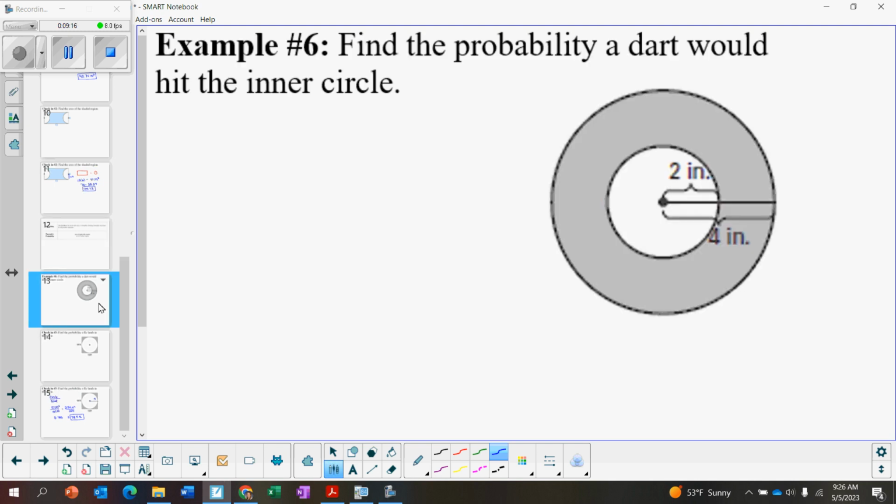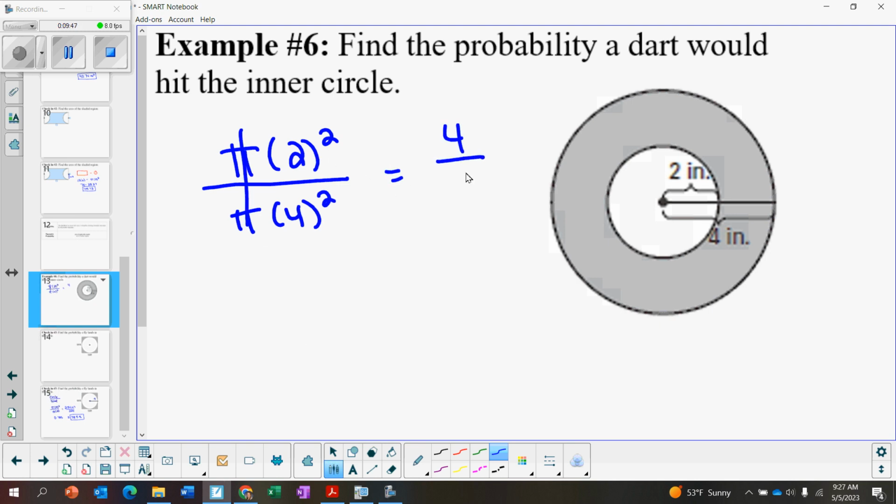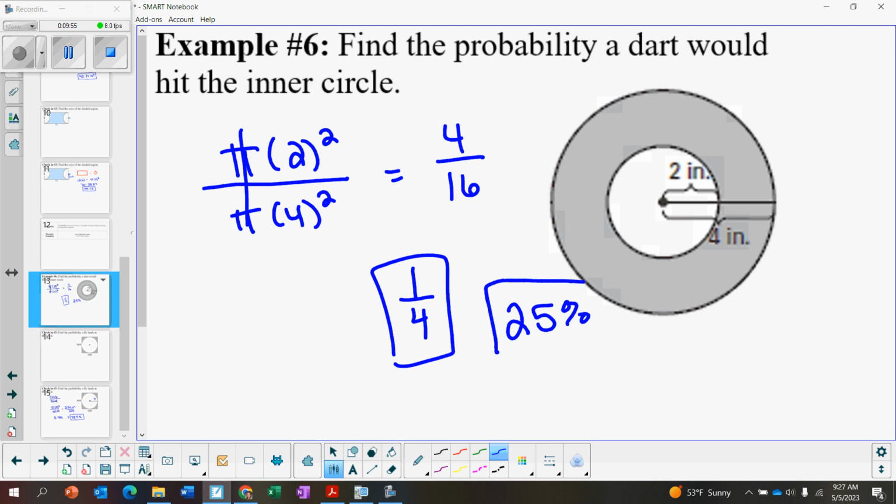So for this one, we want to find the probability, assuming that a dart is equally likely to land on any part of this shape. What is the probability it would hit the inner circle as opposed to the outer circle, right, out of the whole thing? So the inner circle would be pi times 2 squared, and the whole shape would be pi times 4 squared. So really the pi's cancel, so now I have 4 over 16, which is 1/4. We could leave it as 1/4, or I could turn that into 25%.